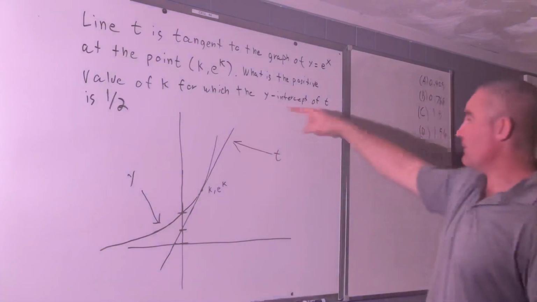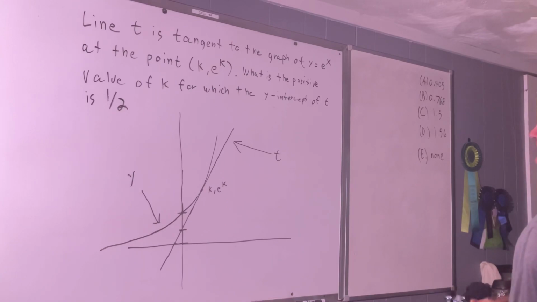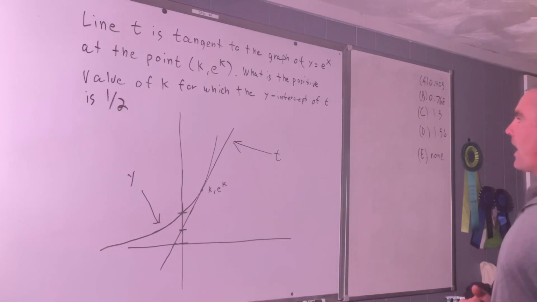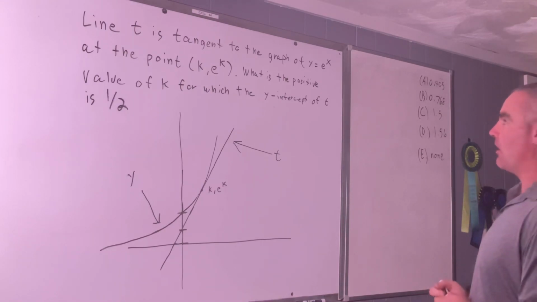You know what the question was. The line t is tangent to the graph of y equals e to the x at the point (k, e to the k). What is the positive value of k for which the y-intercept of t is 1/2? And yeah, it's a really difficult question, but we have to start somewhere. Well, we'll start with what we know.